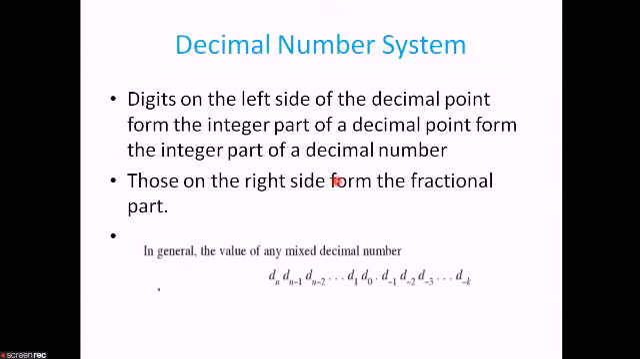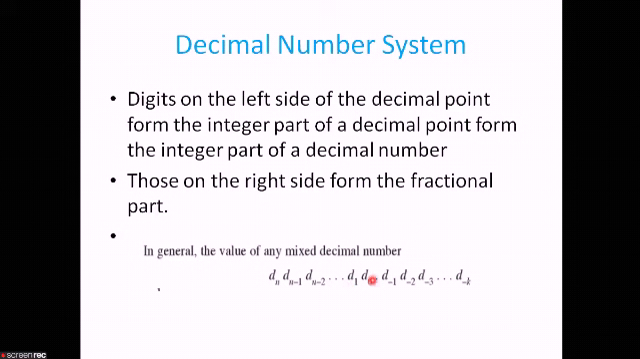Now let us see the general value of the mixed number system. Before looking into this, let us hear something. Suppose the first digit to the left of the decimal point has a weight of unity or 10 to the power 0, and the second digit to the left of the decimal point has a weight of 10 to the power of 1 or 10, and the third has a weight of 100 or 10 to the power 2, and it goes on like this.